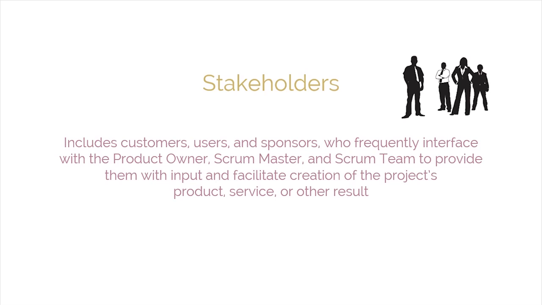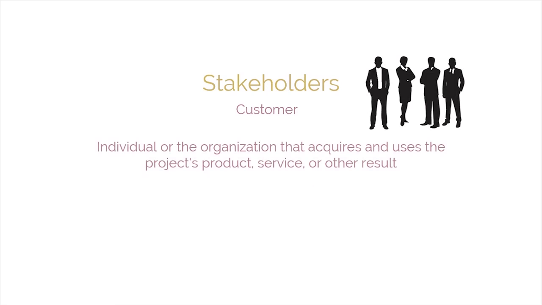Stakeholders influence the project throughout the project's development. Stakeholders may also have a role to play during the develop epics, create prioritized product backlog, conduct release planning, retrospect sprint, and other important processes in Scrum. Customer. This is the individual or the organization that acquires and uses the project's product, service, or other result. For any organization, depending on the project, there can be both internal customers, which means they're within the same organization, or external customers, which means they work outside of the organization.